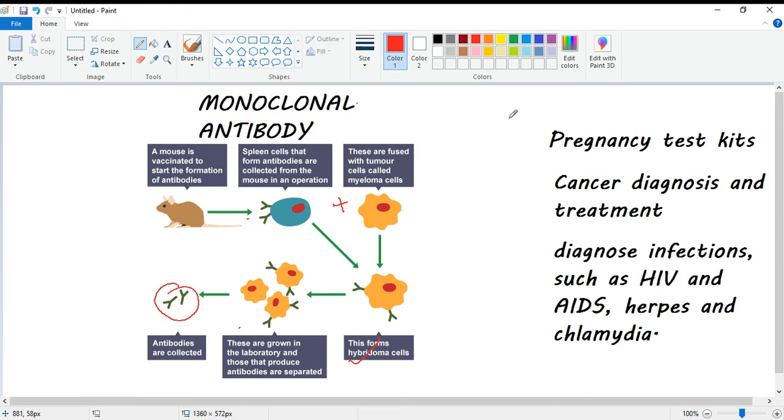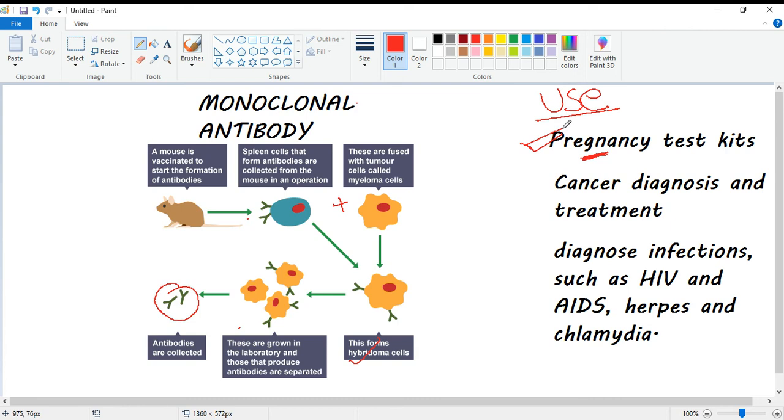Now what are the uses of this? Why are we using the monoclonal antibody? So these are the uses. We use monoclonal antibody in the pregnancy test kit. Okay, see, pregnant women release a hormone, the HCG hormone, in their urine. So when they drop the urine into the pregnancy test kit, it binds to the antigen, and that is how the lady comes to know that she is pregnant.